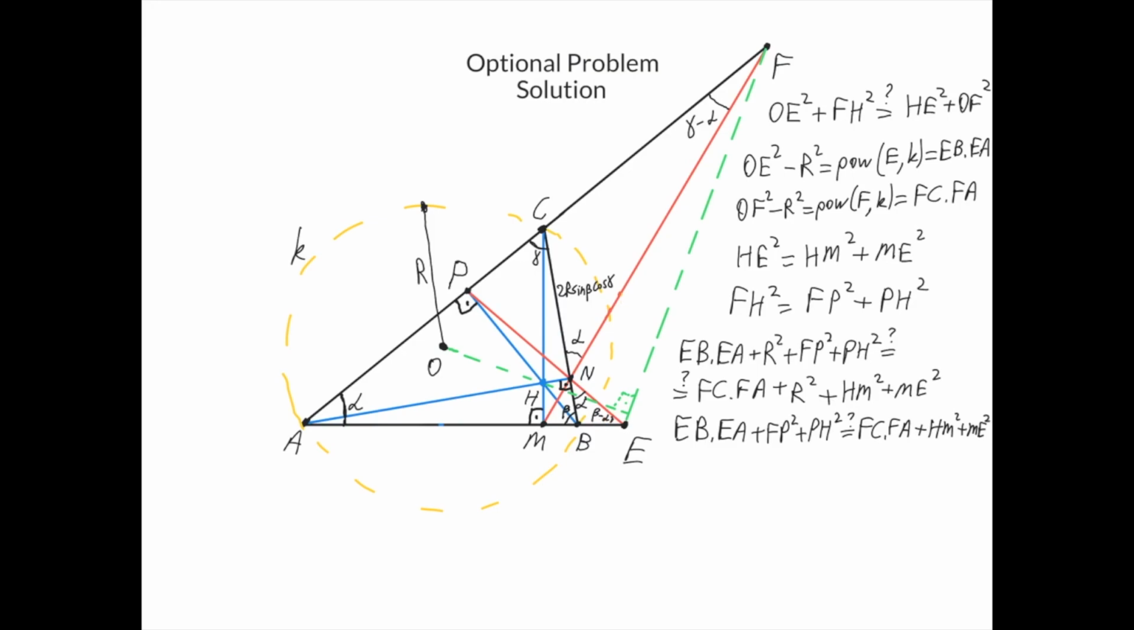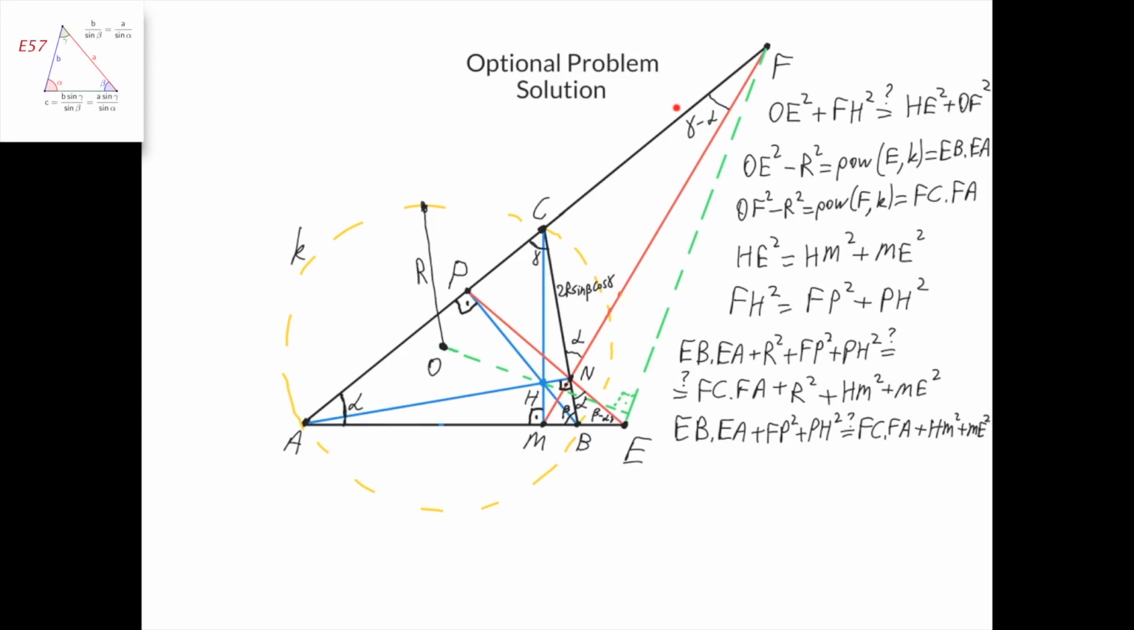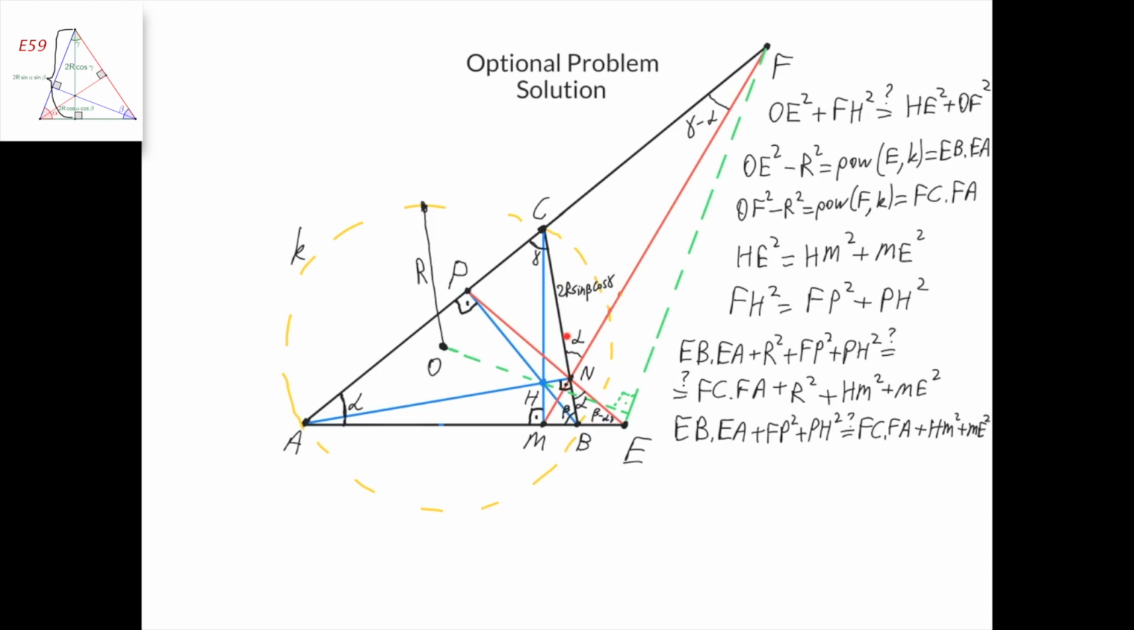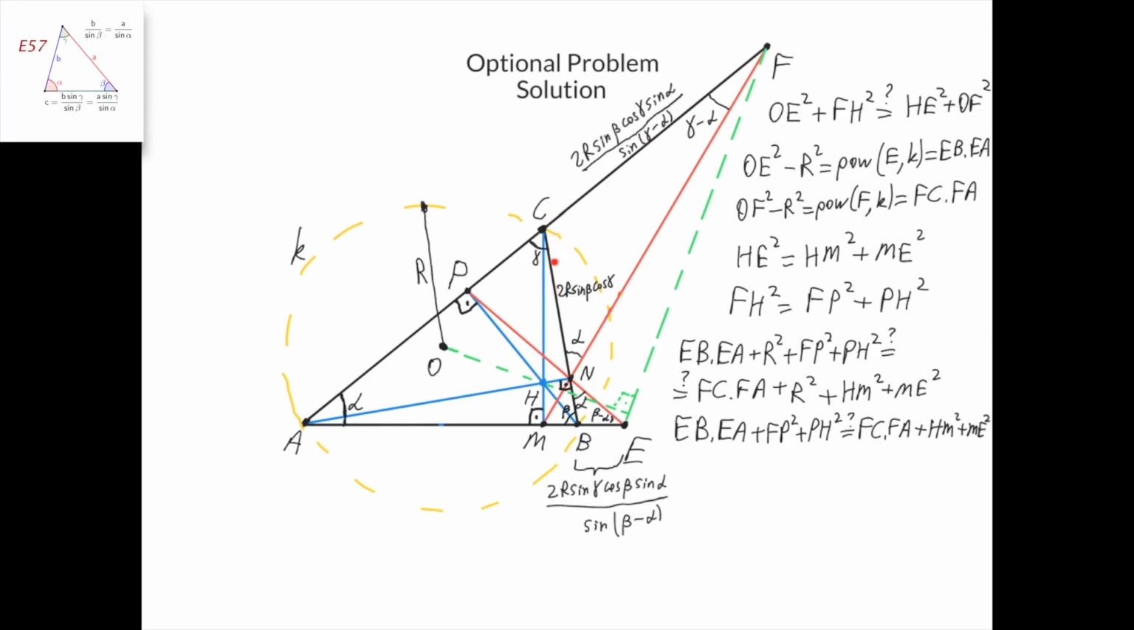And now we can find the lengths of the segments FC and BE by using the law of sines for the triangles FCN and BEN. Since we know the angles of these triangles, and we know the lengths of NC, which is 2r sine beta cosine gamma, and BN, which is 2r sine gamma cosine beta, we get that CF equals CN, which is 2r sine beta cosine gamma, times the sine of alpha divided by the sine of gamma minus alpha. And we get that BE equals 2r sine gamma cosine of beta, which is the length of BN, times the sine of alpha divided by the sine of beta minus alpha.